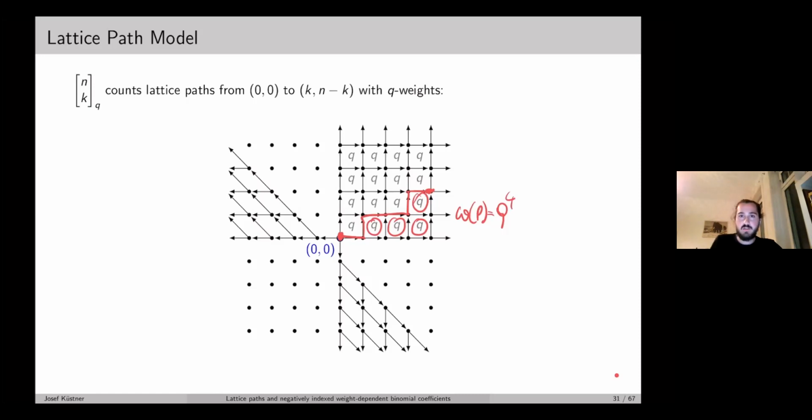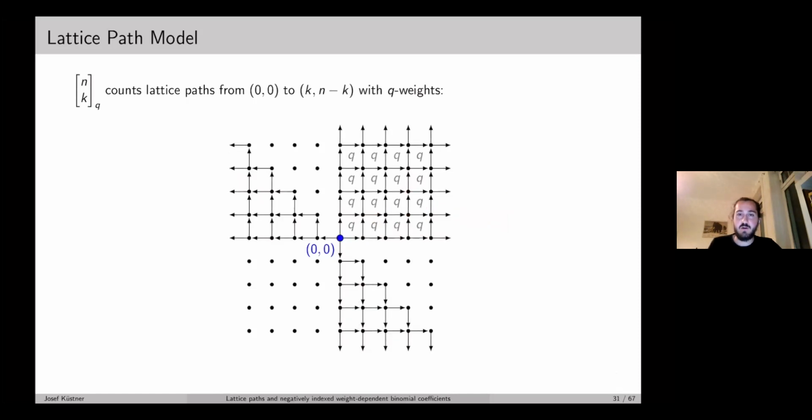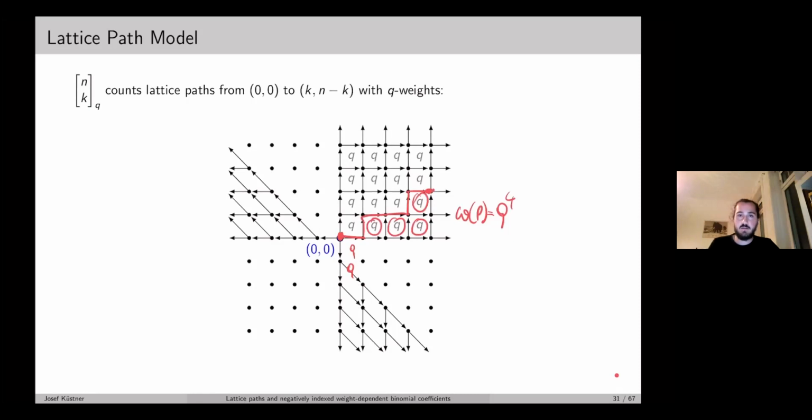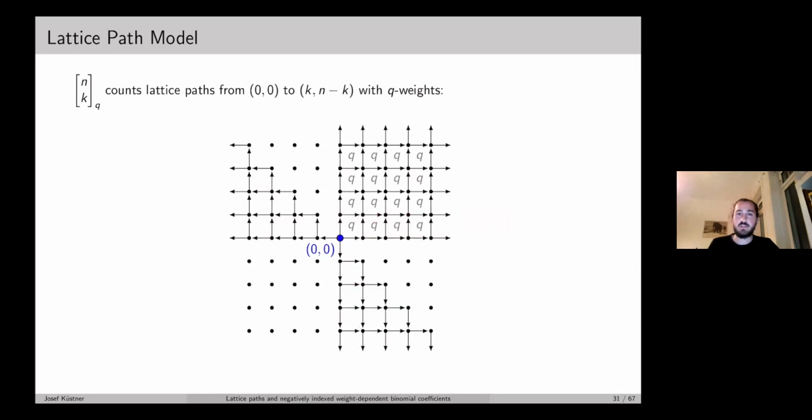Okay, what if the path goes down? For example, we could give q weights here, but what do we do there? There we have a problem because the arrow is going directly through the box. Okay, then we take a little trick. We don't take diagonal steps anymore, but we make them go first to the east and then to the south. So here we had diagonal steps. Here they go to the east and to the south.